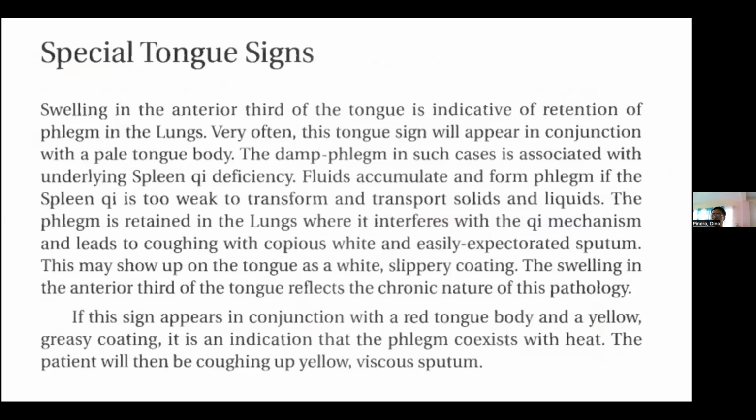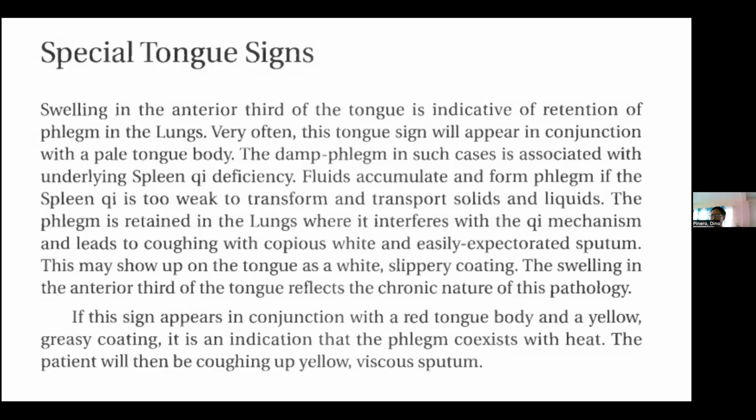Special tongue signs. Swelling in the anterior third of the tongue is indicative of retention of phlegm in the lungs. Very often, these tongue signs will appear in conjunction with the pale tongue body. The damp phlegm in such cases is associated with underlying spleen qi deficiency. Fluids accumulate and form phlegm if the spleen qi is too weak to transform and transport solids and liquids.